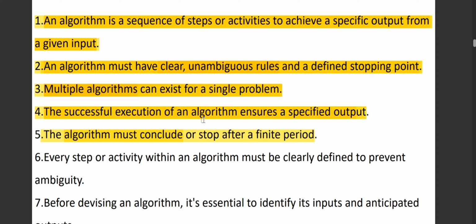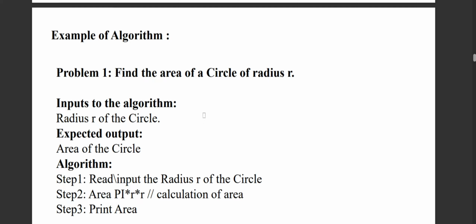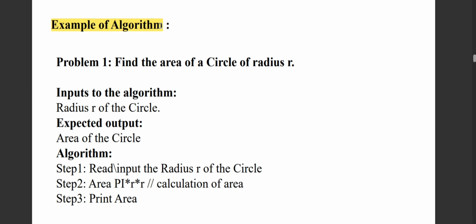Now let me show you some other examples to understand algorithms. This is our first example. Here the problem is to find the area of a circle of radius r. We already discussed that a task will have three things: an algorithm, input and output. First, let us see the output. The output is the area of the circle. So the output is finding the area.